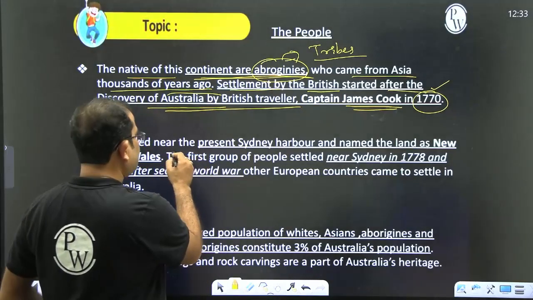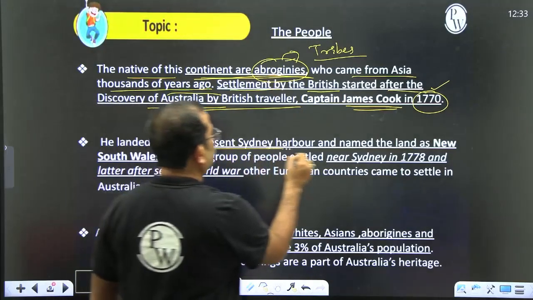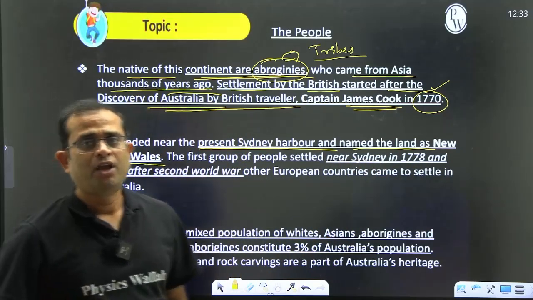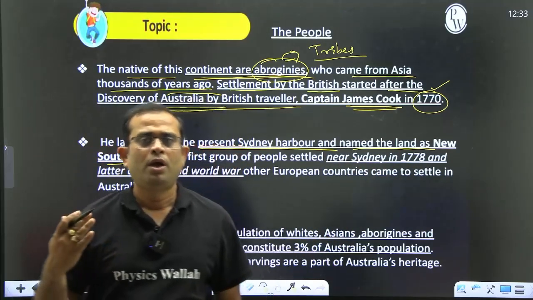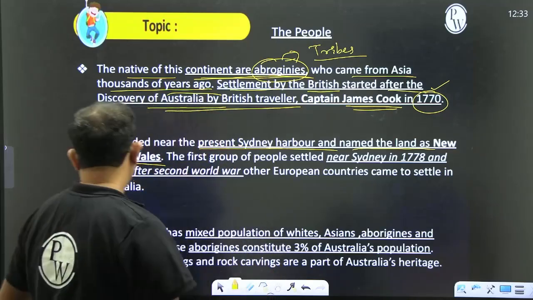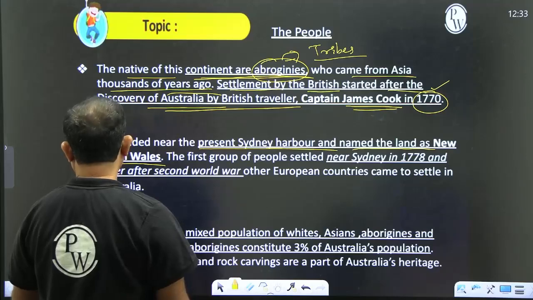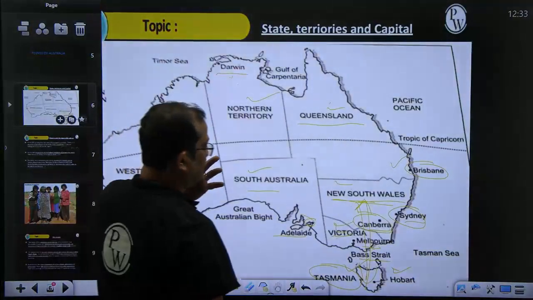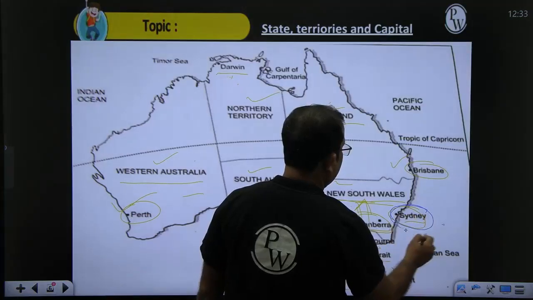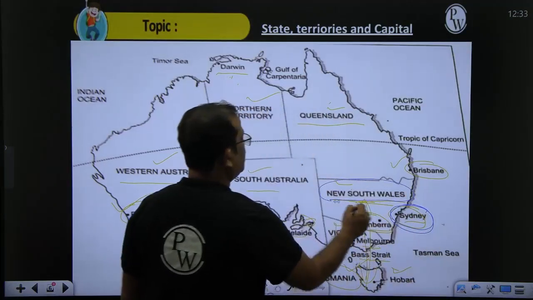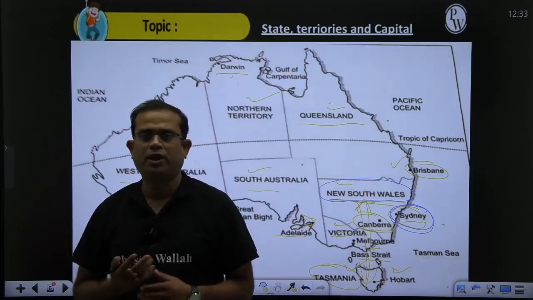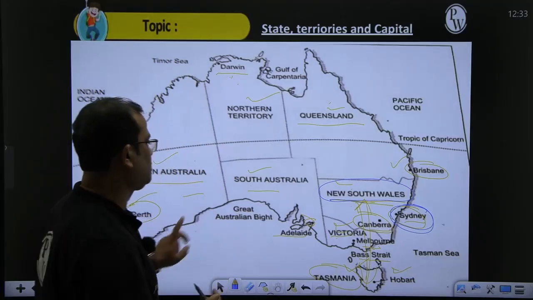Captain James Cook landed near the present Sydney Harbour and named the land New South Wales. If we see here, he landed in this area, Sydney Harbour, and he gave this place the name New South Wales.